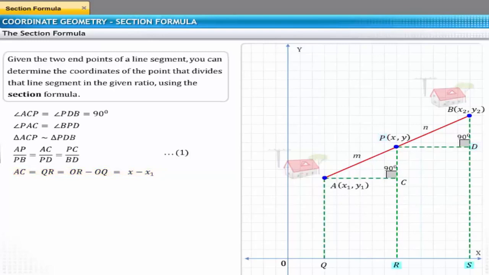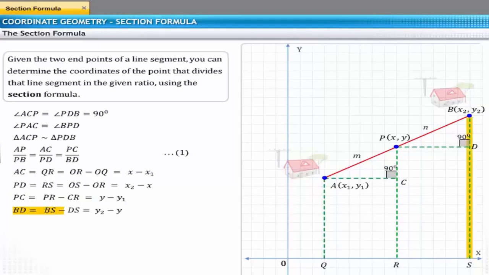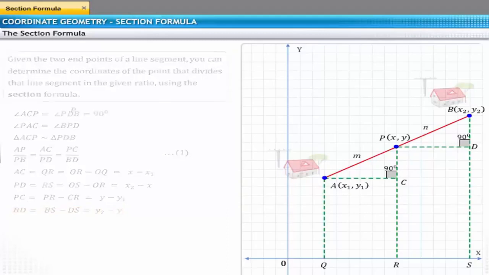Similarly, PD is equal to RS. Thus, PD is equal to RS is equal to OS minus OR is equal to x2 minus x. Now let's move on to determine the heights of both the right-angle triangles. PC is equal to PR minus CR is equal to y minus y1. Similarly, BD is equal to BS minus DS is equal to y2 minus y.